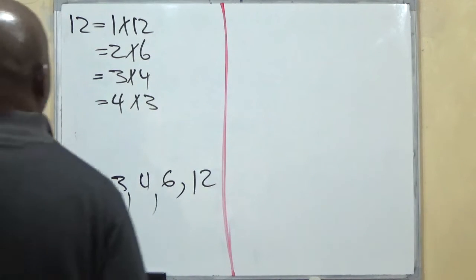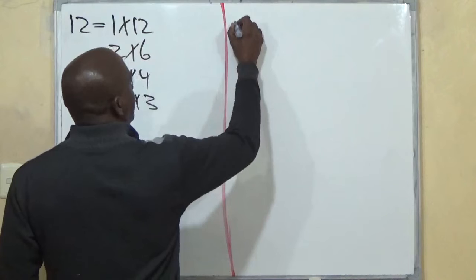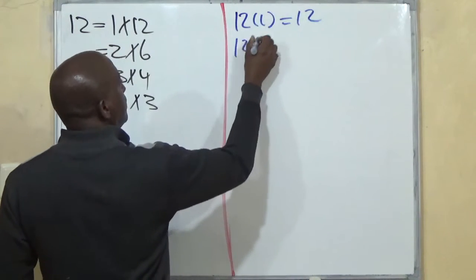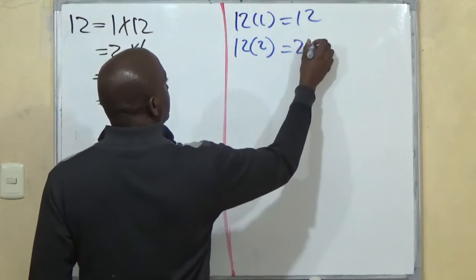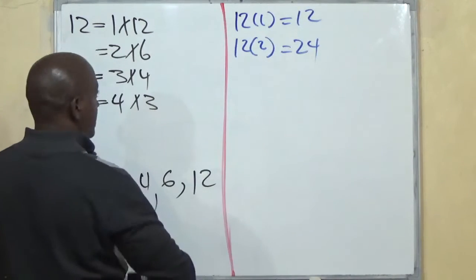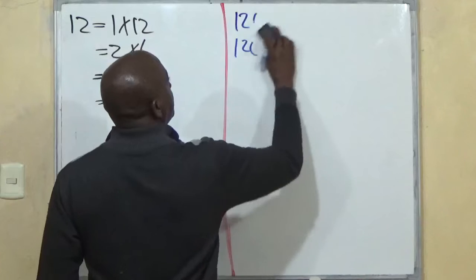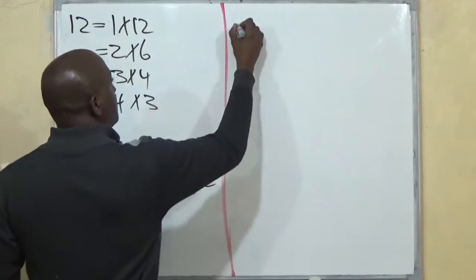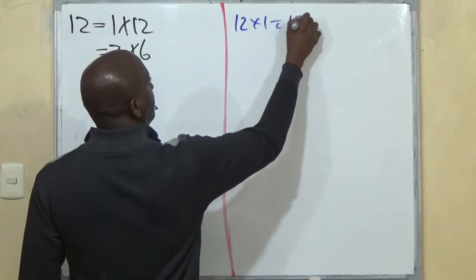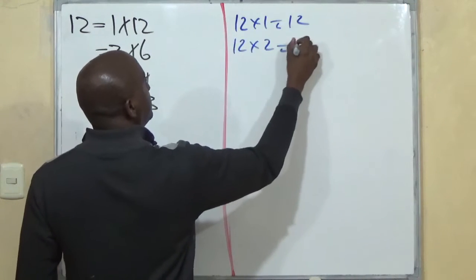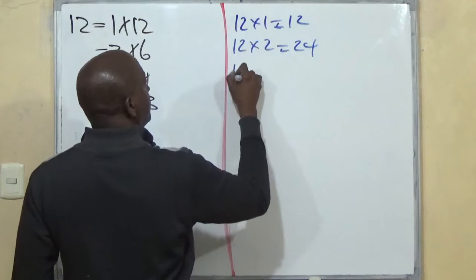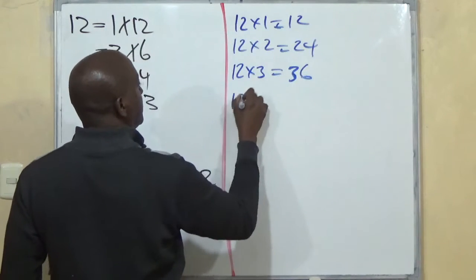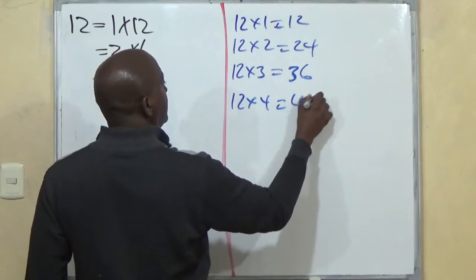Right, we're going again. So when you multiply 12 by 1, you get 12. 12 by 2 is 24. Let me use the simple notation for now. We'll get to the fancy stuff later. So 12 by 1 is 12. 12 by 2 is 24. 12 by 3 is 36. 12 by 4 is 48.